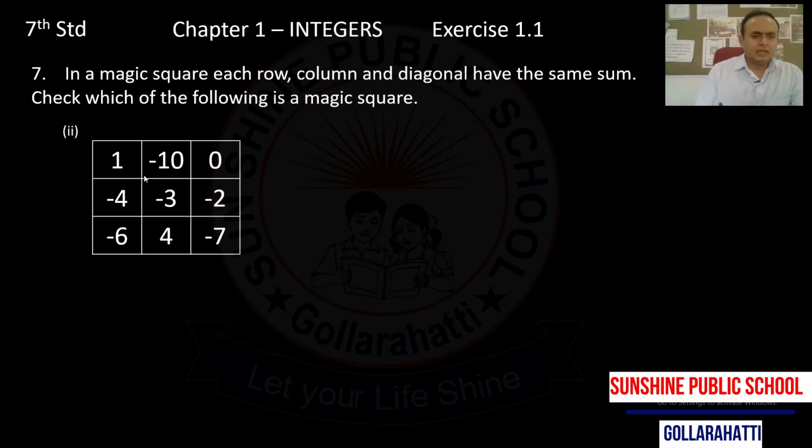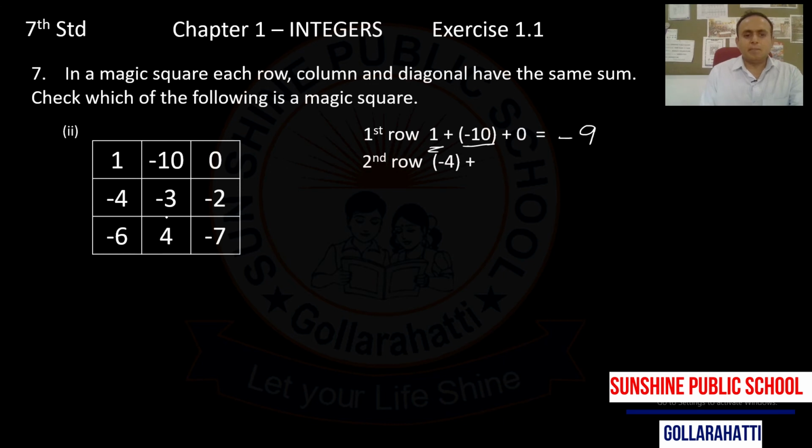Second problem. So 1, minus 10, 0. First you should add the first row, that is 1 plus minus 10 plus 0, that is minus 10 and plus 1 becomes minus 9. Next, second row, minus 4, minus 3, minus 2. So minus 4 plus minus 3 is minus 7, minus 2 is minus 9. You got the same answer, minus 9.